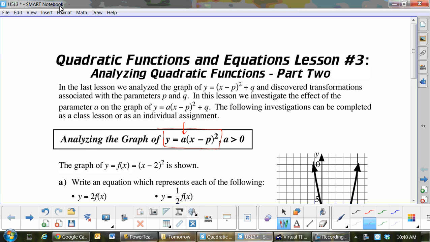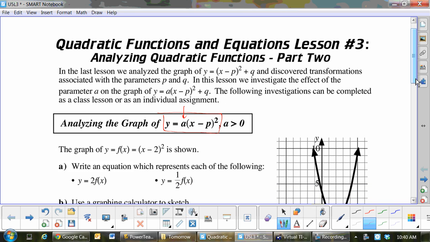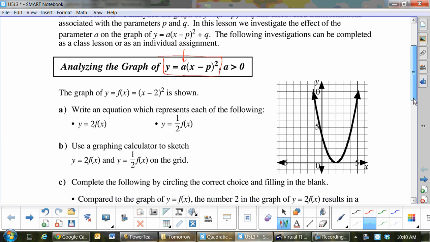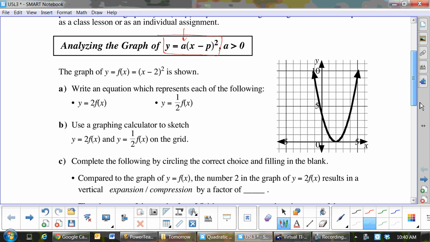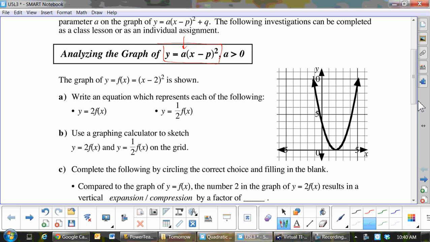Okay, so let's look at the two new things today, and that is how to stretch it and how to reflect it. What in the equation would do that? I wish we wouldn't have done the moving one. So let's just pretend that this isn't here. Okay, so we cross that out.